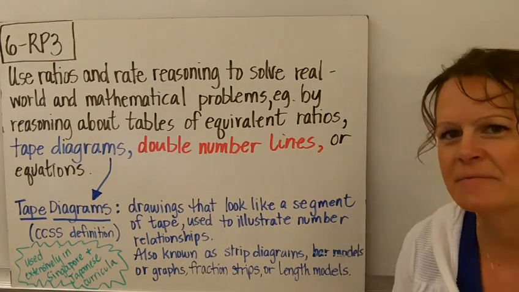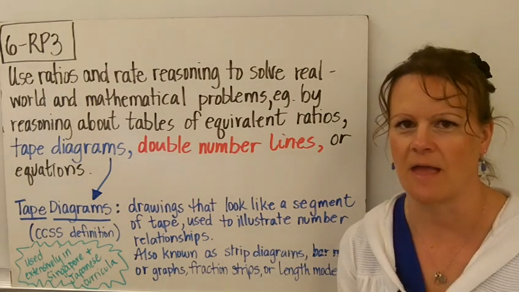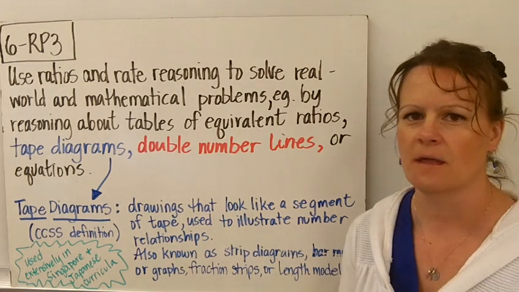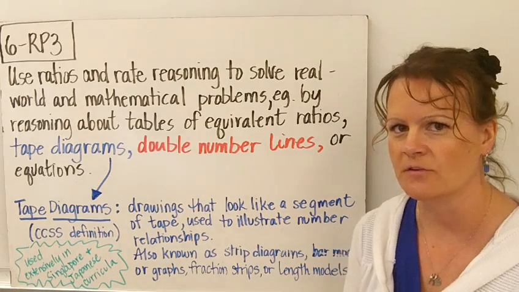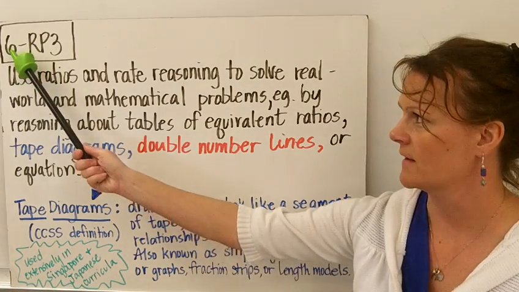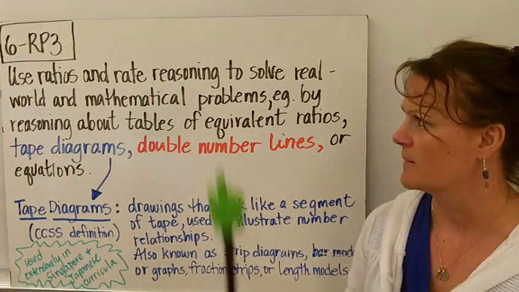I'm Leanne Yenny, and I am going to talk to you about double number lines and tape diagrams. This comes from the Proportional Reasoning Standards of the Common Core, grade 6. You can see that I've documented that here.